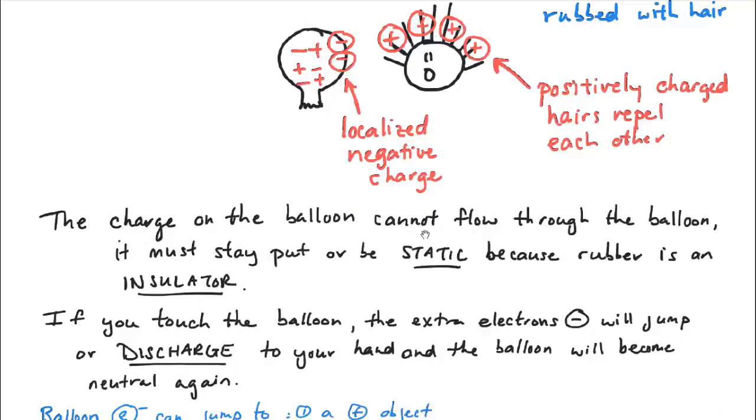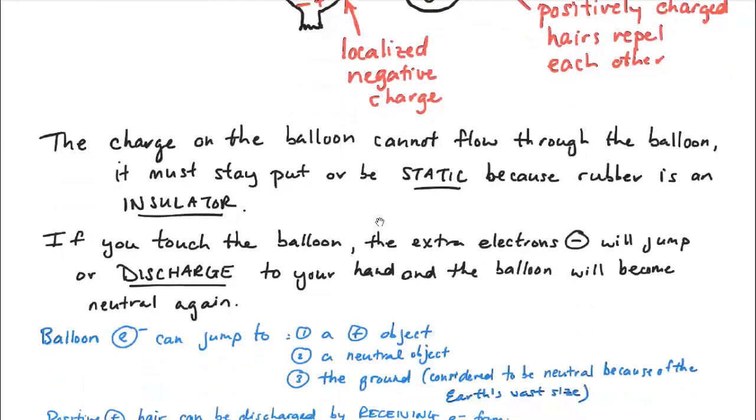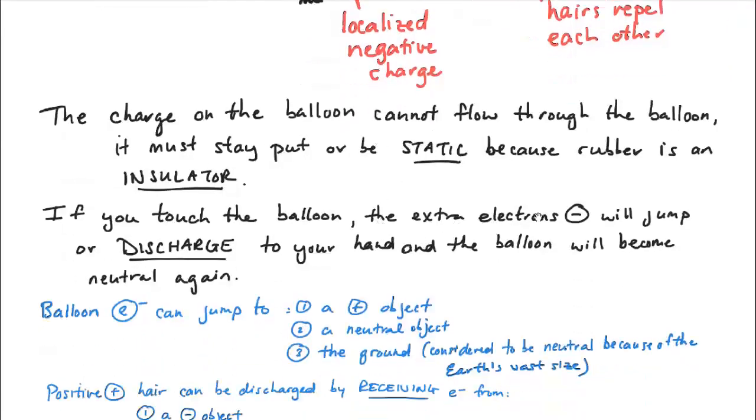The charge on the balloon cannot flow through the balloon. It must stay put or be static because rubber is an insulator. And that's why we call this static electricity. Static just means to stay in one place. So the charges stay where you put them until the extra electrons have a chance to jump to another object. When they leave the balloon, we call that discharging.